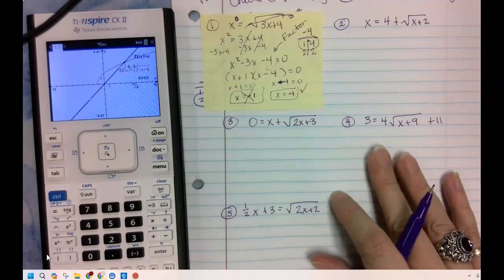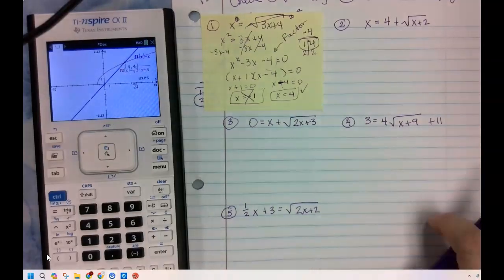So I'm going to do the rest of these just with the calculator to show you how they work on the calculator.